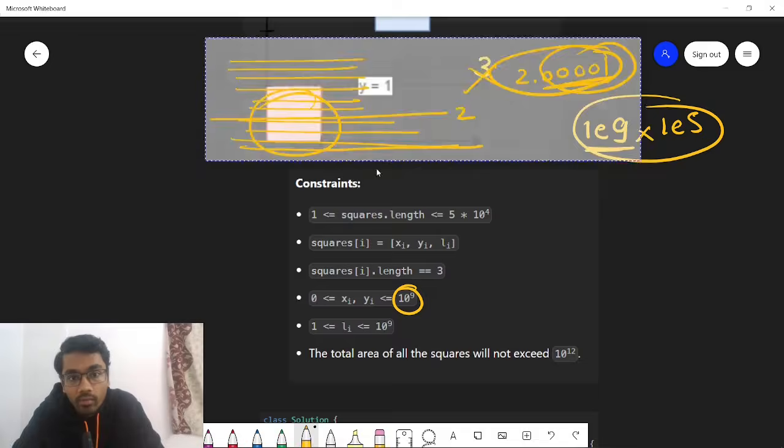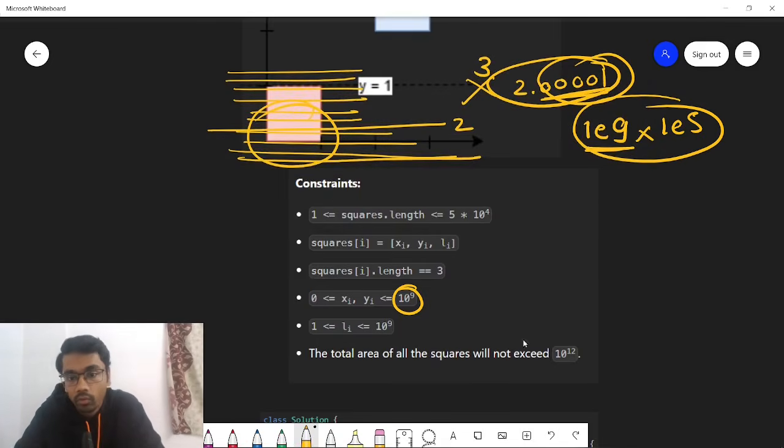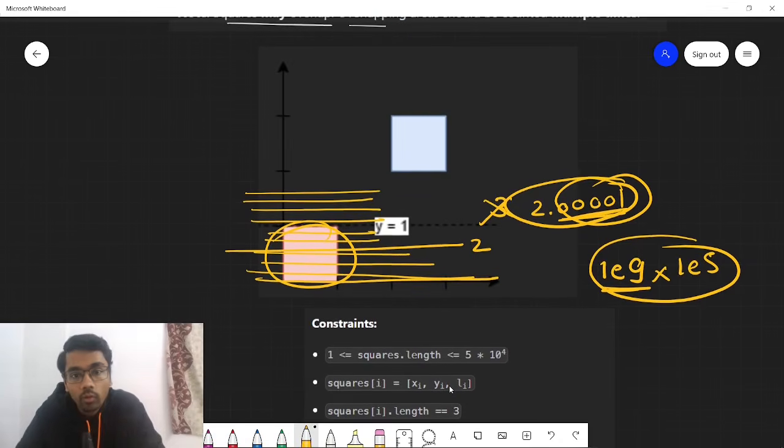We will also calculate the square area, right? So sorry for that. Yes. So we will also calculate the square area.